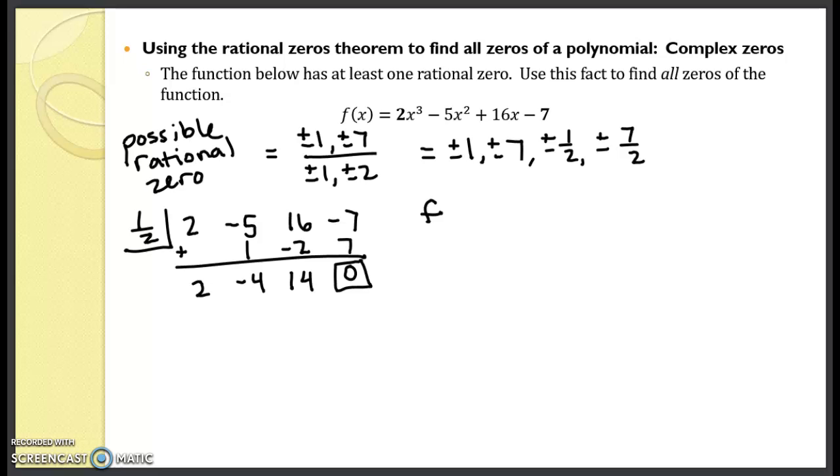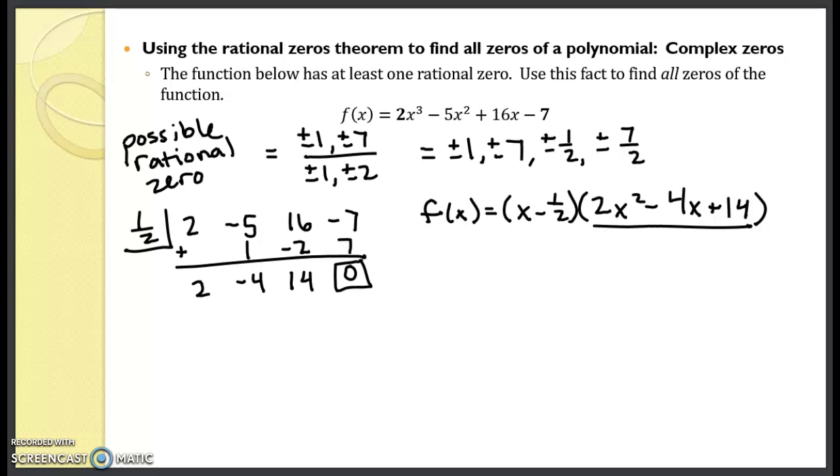And this means that f of x equals x minus my 0, which was 1/2, times my quotient, which is 2x squared minus 4x plus 14. Sorry, I got ahead of myself there. Okay, guess what? This is prime and doesn't factor. So what do we do? We use negative b plus or minus the square root of b squared minus 4ac, the quadratic formula. If you want to hear me singing the song, go see my previous video.